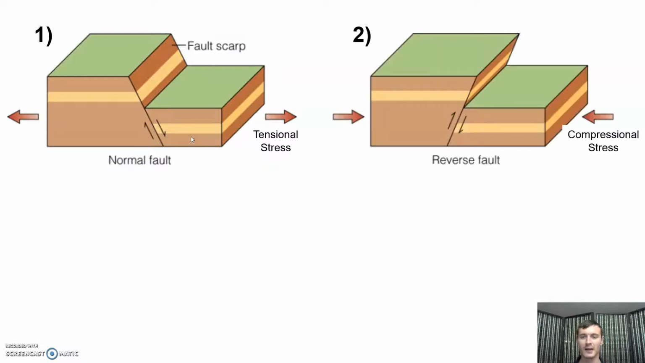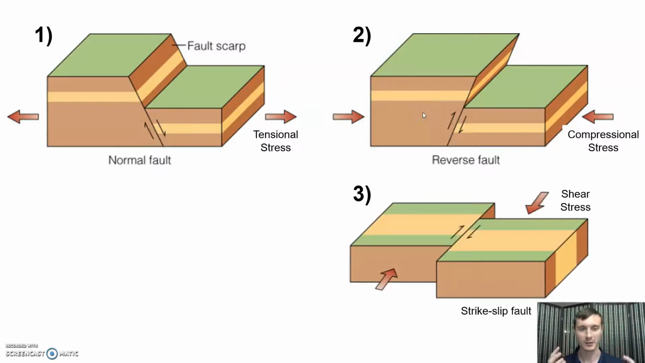Next kind is sort of the opposite kind of motion as the normal fault. So we call it a reverse fault. Instead, we have these two blocks. They've been separated by a crack here, but they're being pushed together, they're being compressed somehow. And so this block actually slides up past the other one.